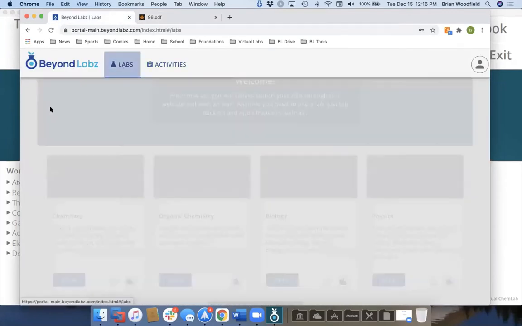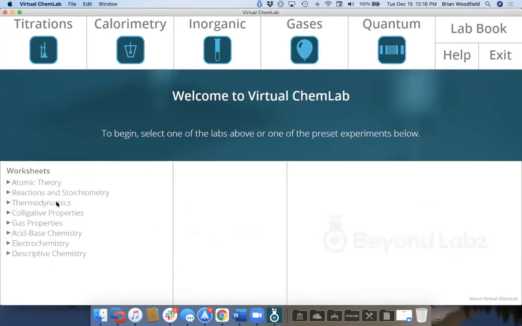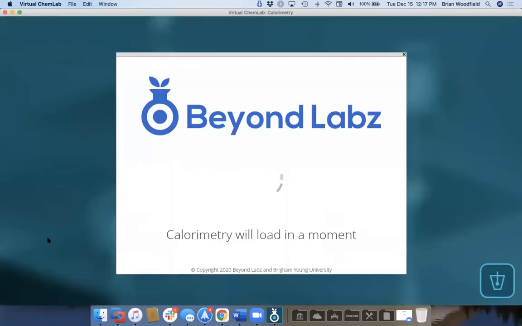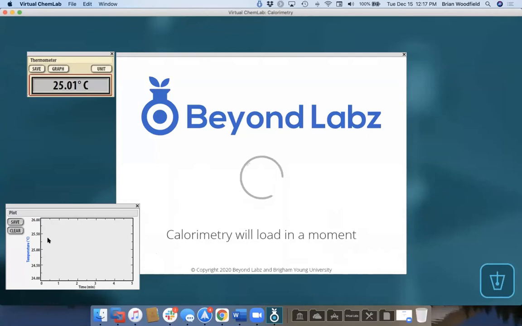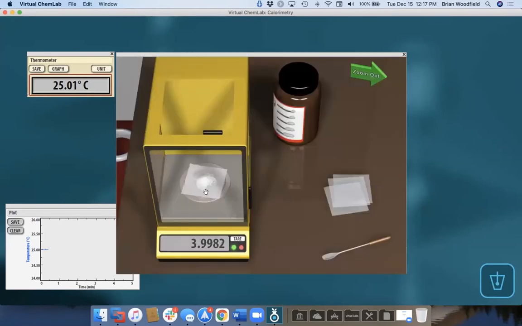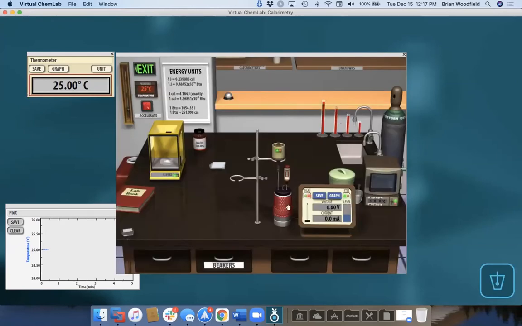So what a student would do is they would come back over here and say, let's do thermodynamics, and my teacher assigned me to do Hess's law. I click on Hess's law, and that brings me to the calorimetry lab, and notice that my experiment is already predefined. Our labs have the ability to be completely open-ended, but we also have the ability to preset and predefine a configuration. So here's one with sodium hydroxide. You zoom in on the balance, they can see what the mass is. Come back here, the instructions already tell them how much water has been added.